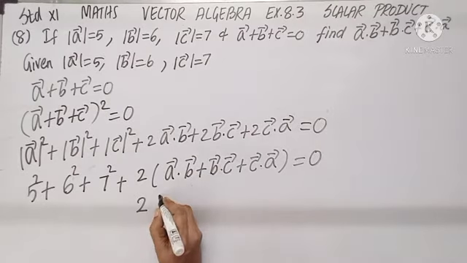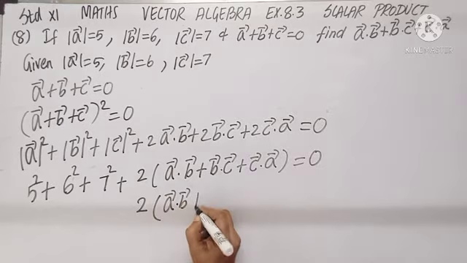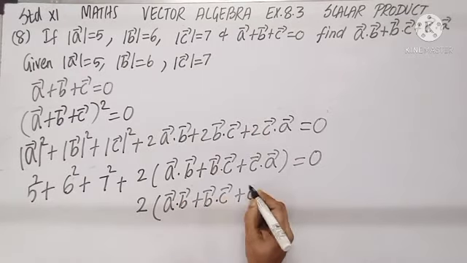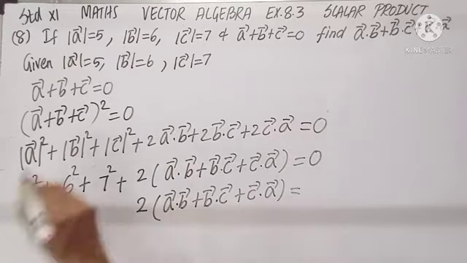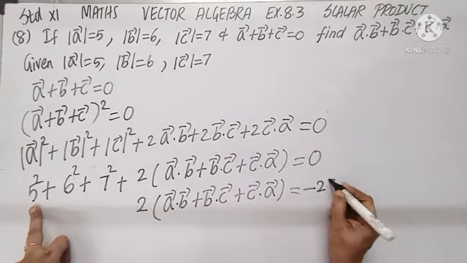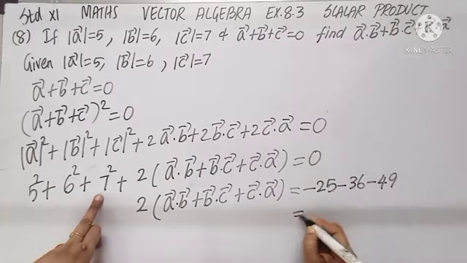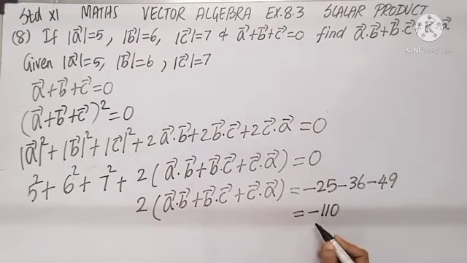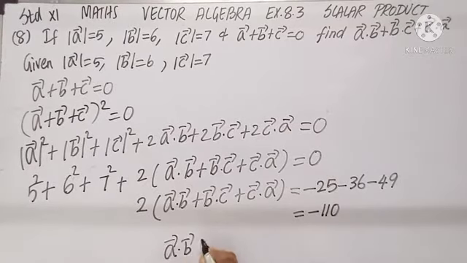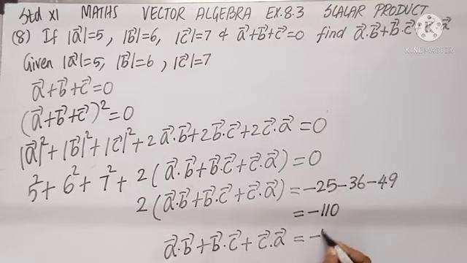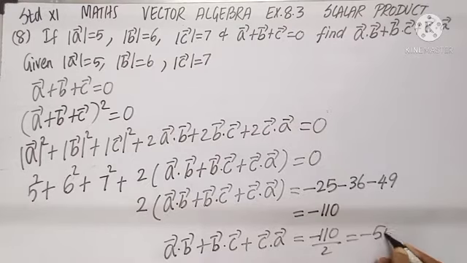So what is 2 times A dot B plus B dot C plus C dot A? Bringing the terms to the right, 5 square minus 25, 6 square minus 36 and 7 square minus 49, we get minus 110. Therefore, A dot B plus B dot C plus C dot A equals, bringing the 2 down, minus 110 by 2, that is minus 55, and hence the problem is done.